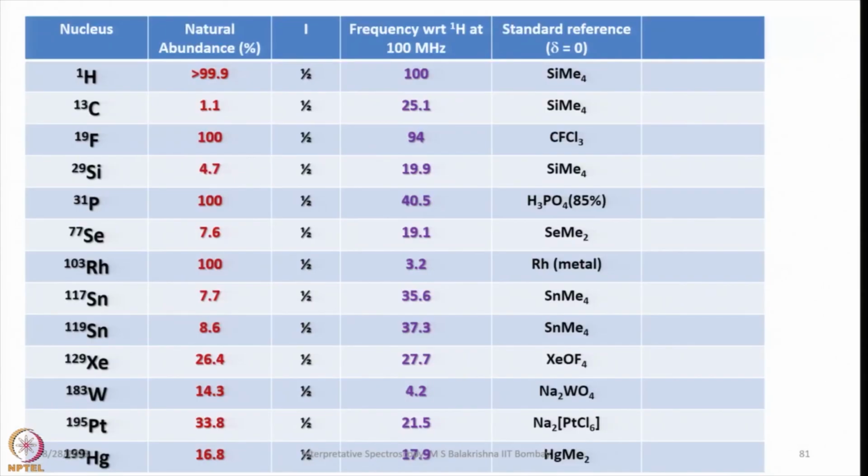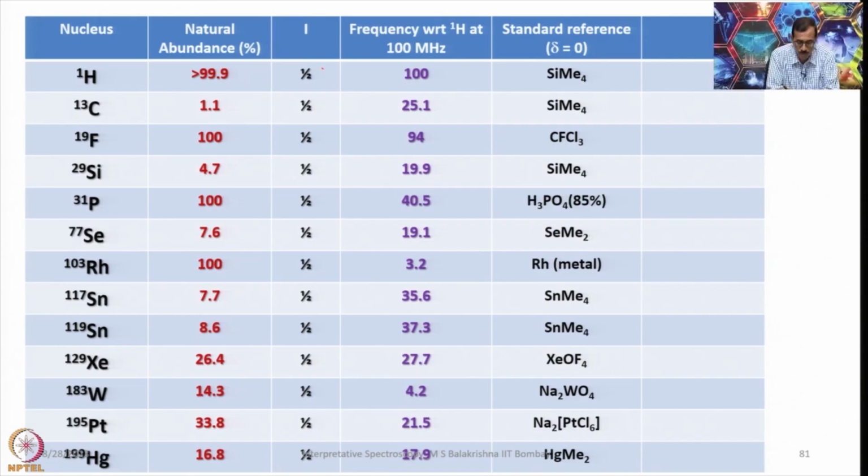I have given some nuclei again, and also I have shown their natural abundance and the nuclear spin values and frequency with respect to hydrogen at 100 megahertz, and also the standard references used while measuring NMR of various nuclei. This is again an important table. You can see 1H 100 megahertz. The standard we use is tetramethylsilane, we call TMS, and the same thing is true in case of 13C also.